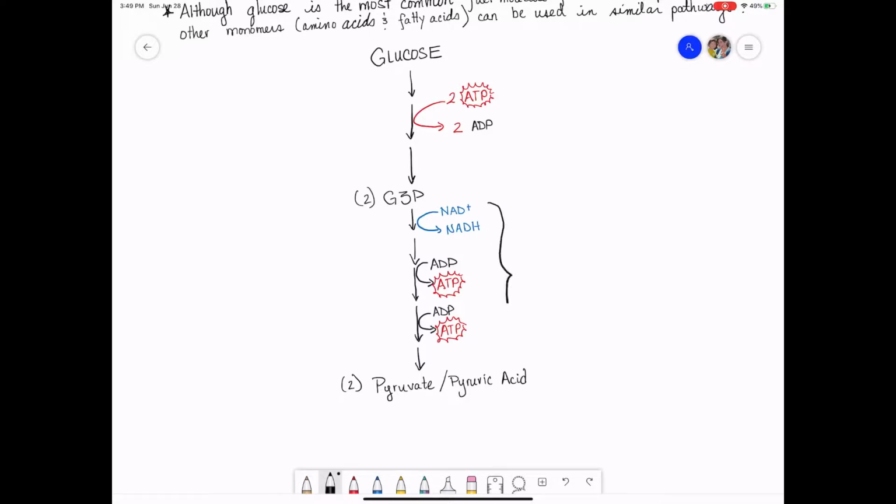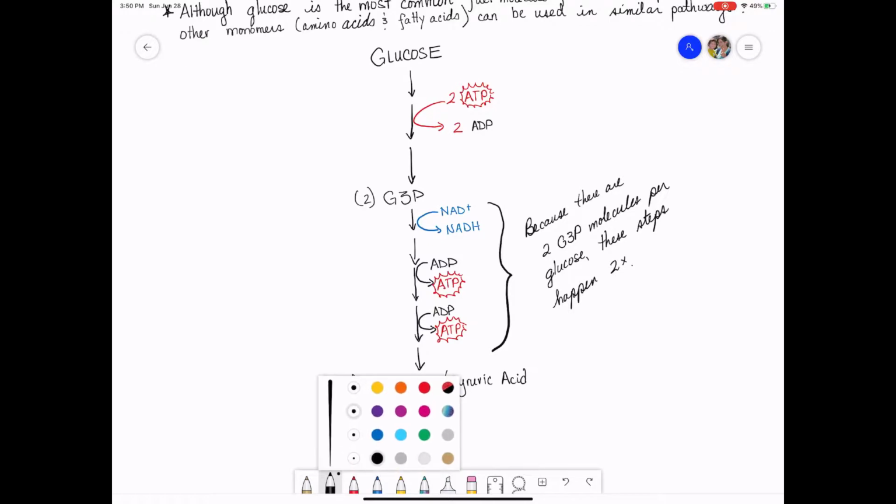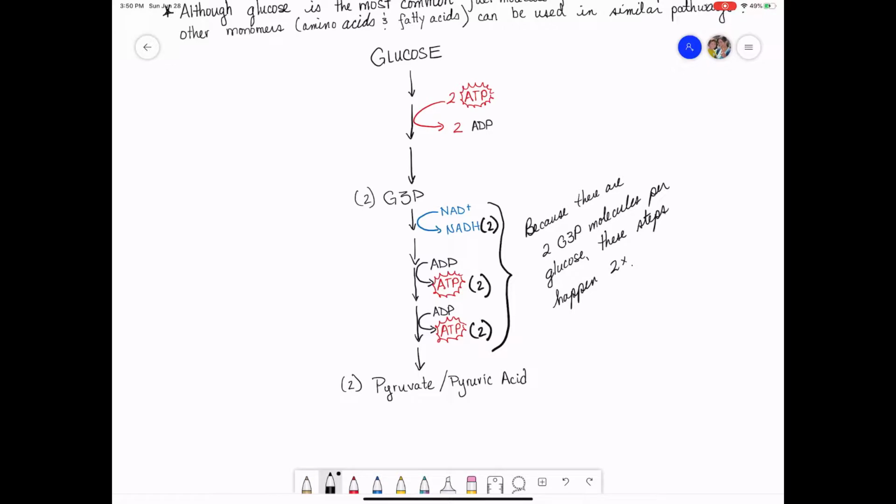Now the steps that are drawn from G3P to the pyruvate are for 1 G3P molecule going down to 1 pyruvate molecule. But there are actually 2 G3P molecules leading to 2 pyruvate molecules. So technically all of these yields should be doubled. So instead of 1 NADH, we actually have 2. And then instead of 2 ATP, we actually have 4.